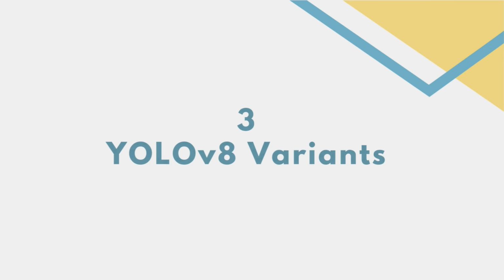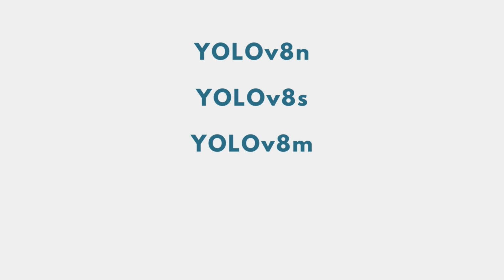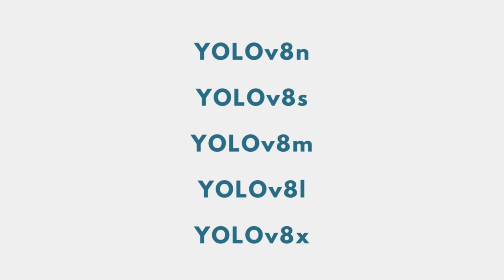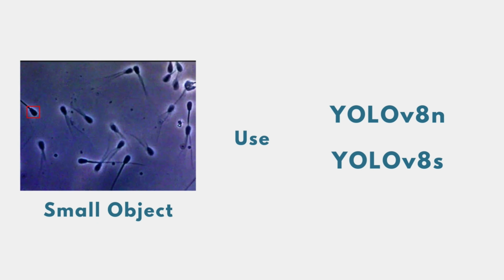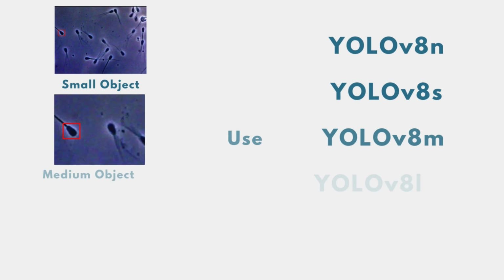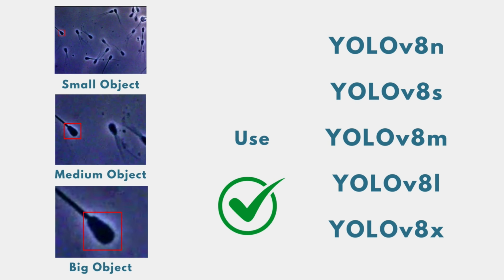Third, the YOLOv8 variants. There are 5 variants: YOLOv8N for nano, S for small, M for medium, L for large, and X for extra large. The variant does not mean that to detect small objects you can only use YOLOv8S or YOLOv8N. All variants can be used to detect different sizes of objects. The variant indicates the size of the architecture.